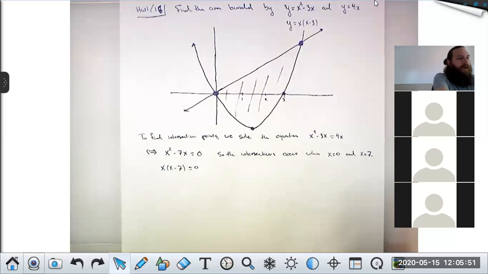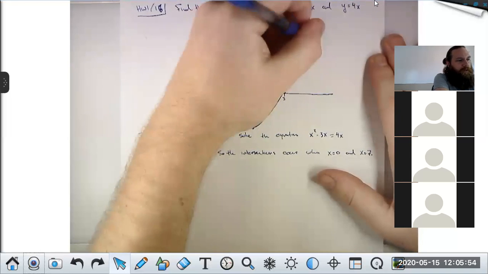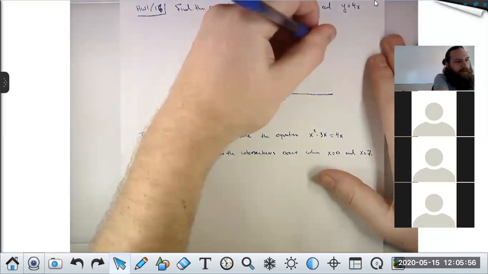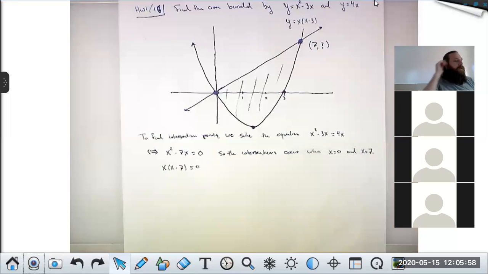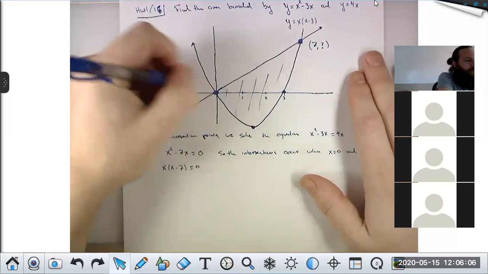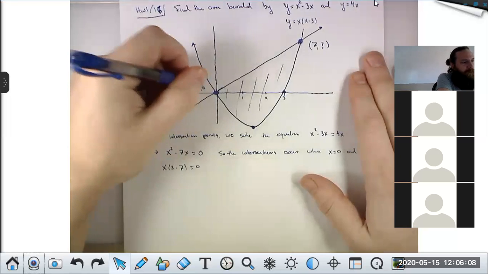In other words, the x coordinate at this point is 7. This is 7 comma something. And I don't care what that something is because I only need the x value, because I'm only using that point to tell me the limits of integration. This point down here is, of course, the origin, 0 comma 0.